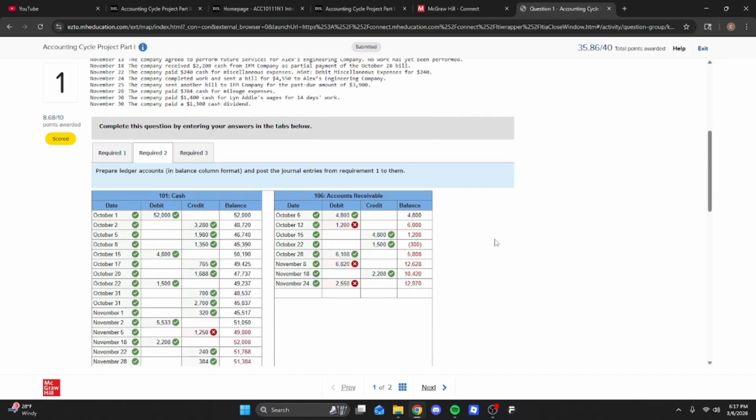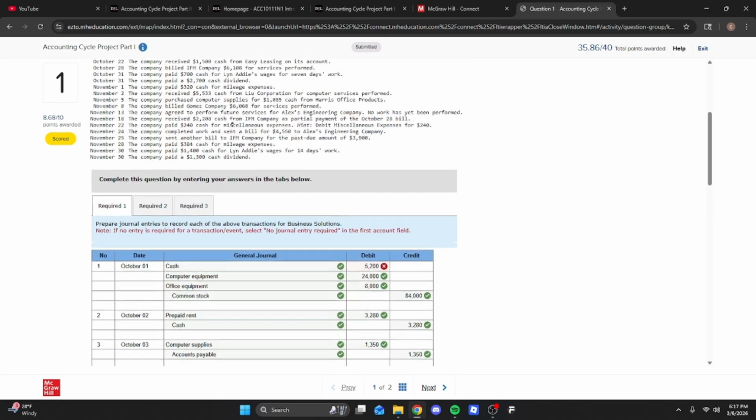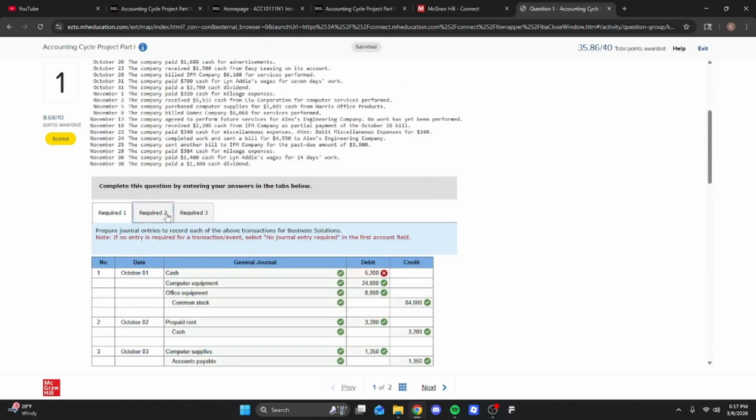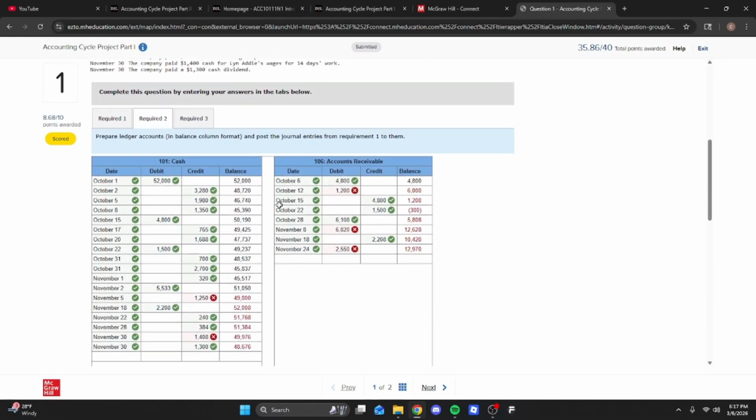So for number 2, this is going to be our ledger accounts. So this is taking every single journal account, and it's going to be listing them out per account. So the importance of a journal is that we can list every single transaction out. We list the date and what happened on the date. That's good for knowing what happened on this day.